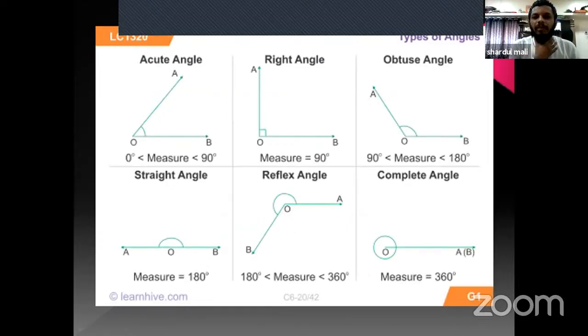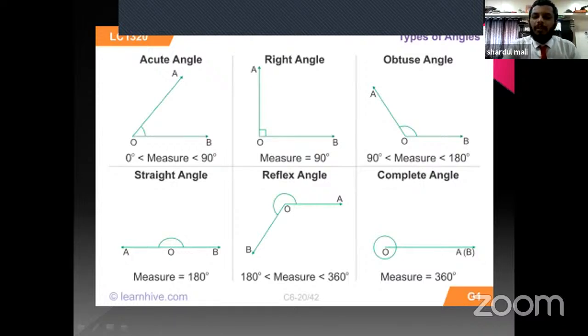After that, we move on to the types of angles. Acute angle, right angle, and obtuse angle are the basic types of angles. It means that an angle measuring 90 degrees, we call a right angle. Less than 90 degrees, we call an acute angle, and more than 90 degrees, we call an obtuse angle. Right angle, acute angle, and obtuse angle.